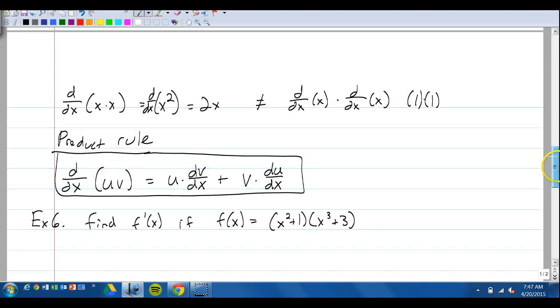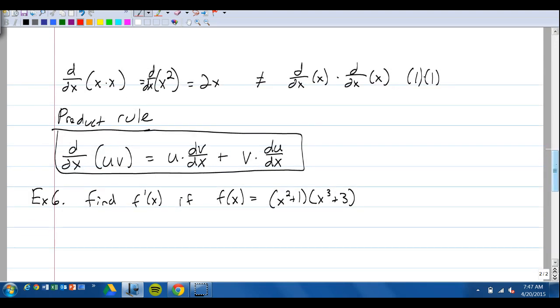So up here, this is showing you that you cannot just multiply the two things or take the derivative and then multiply them. It doesn't work out. Because if I have x times x, that's x squared. And if I take the derivative of x squared using the power rule, you get 2x. However, if I try to split it up and take the derivative first of each one, you get 1 times 1, which is 1. Those don't equal.